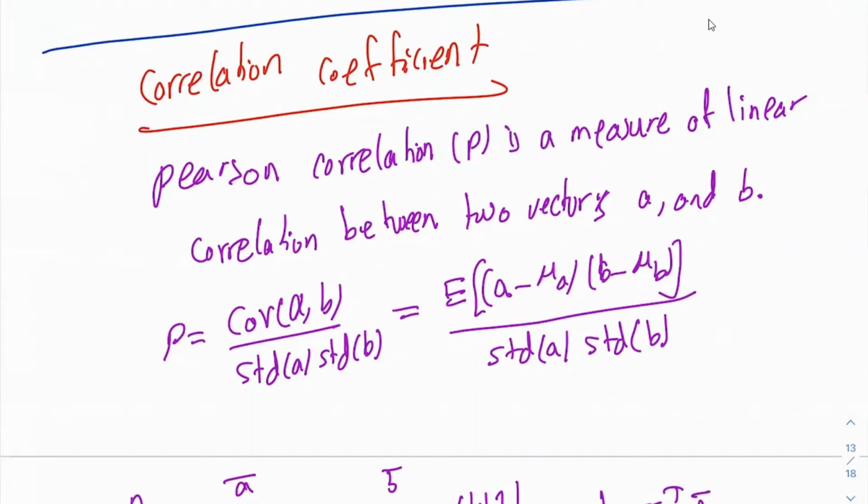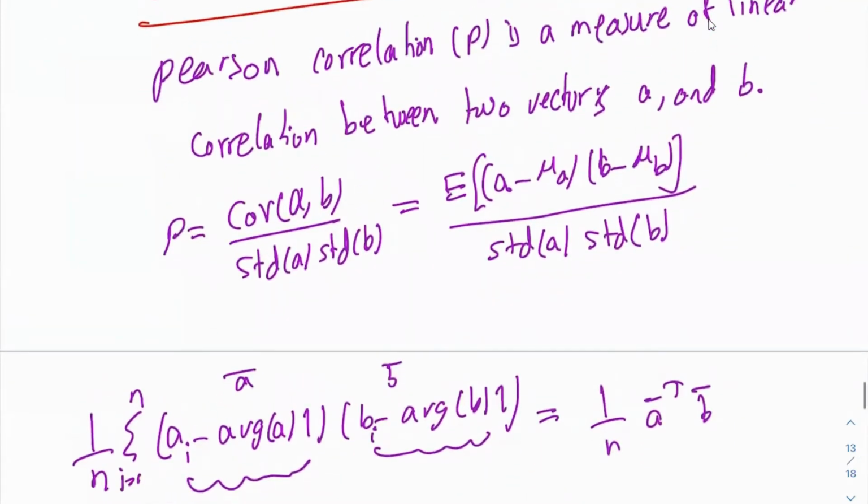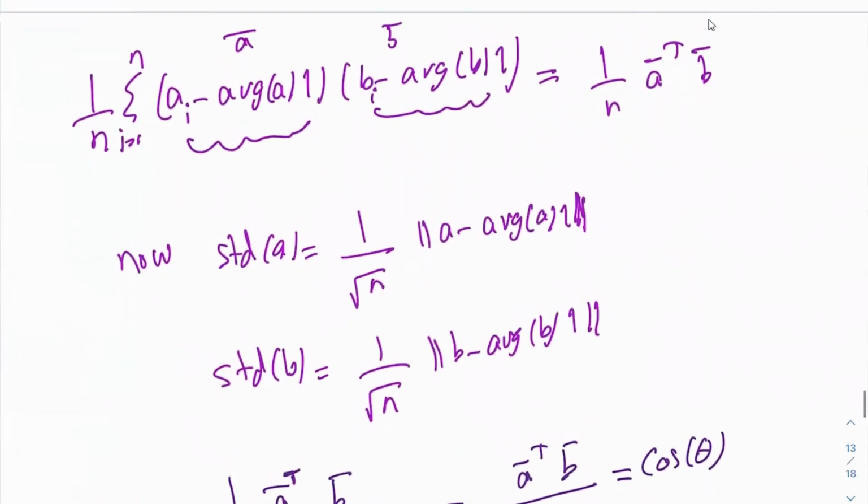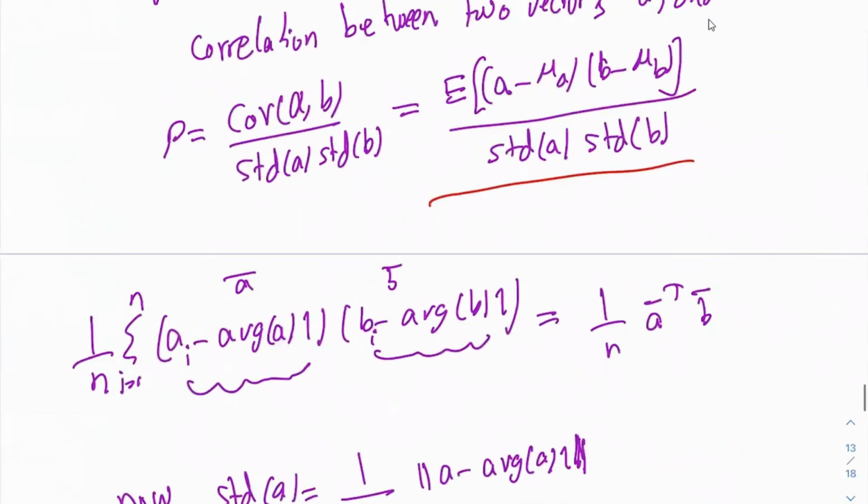So the correlation coefficient rho is defined as the covariance of A and B, divided by the standard deviation of A times the standard deviation of B, right? So this is the definition in terms of random variables. We look at it in the third video. But I want to map it to this definition here, right? So A minus mu A, we all know, we are experts in this stuff. I write it as A_i, each component minus the average of A, right?